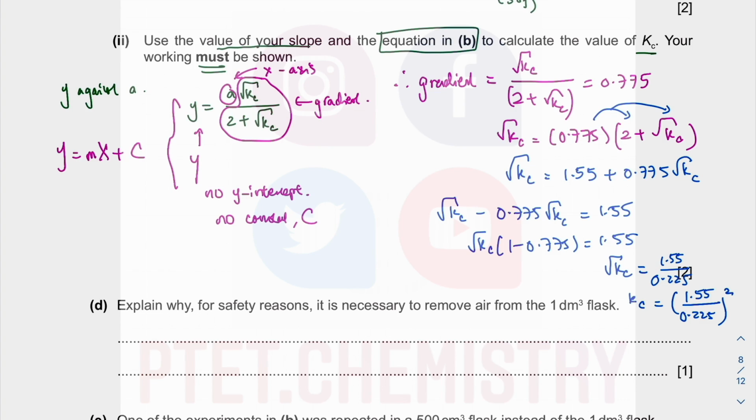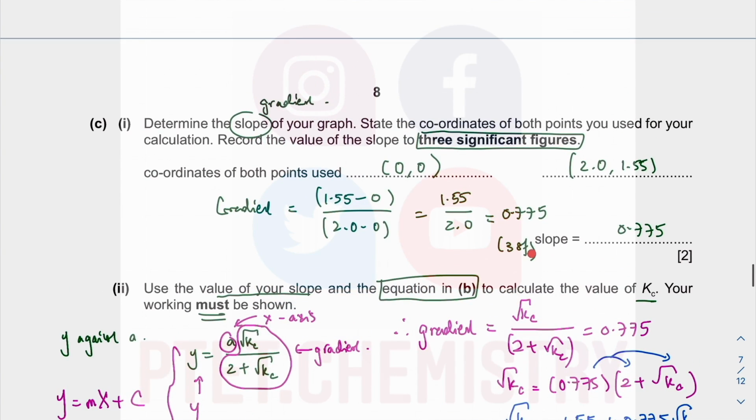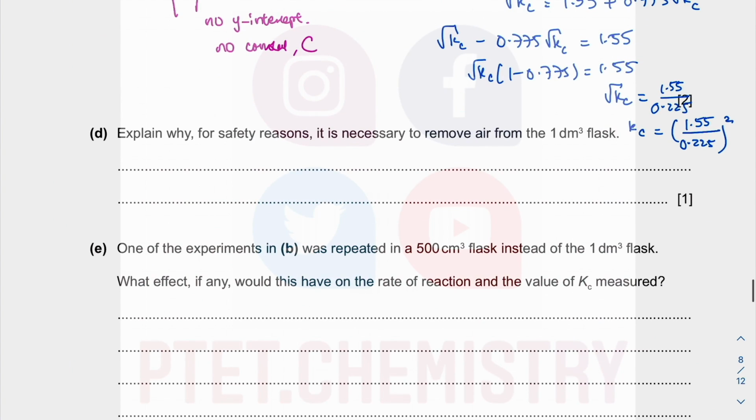And you should give your answer to 3 sig fig because we used previous data. That was to 3 sig fig. 1.55 squared, sorry, 1.55 divided by 0.225. Then you square that. Oops. Then I get 47.